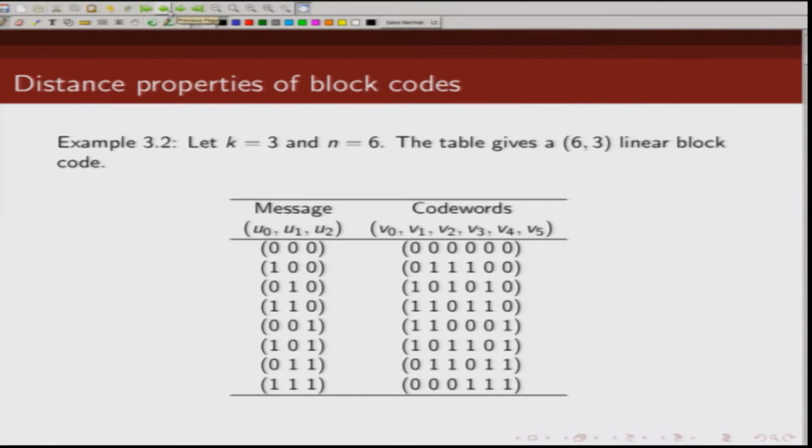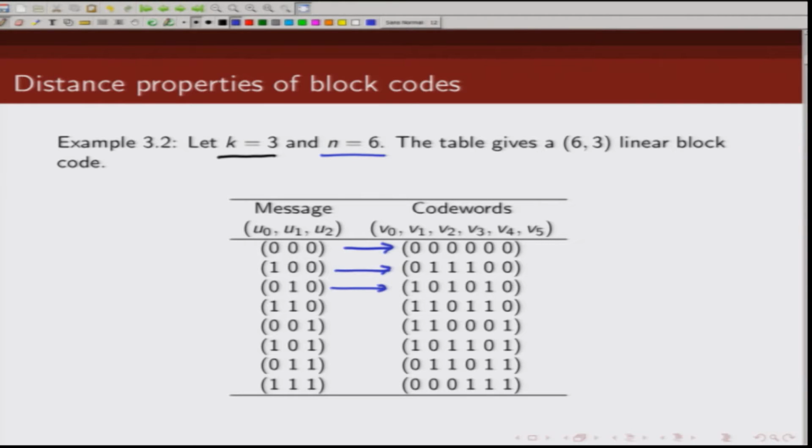So, this is one example of a linear block code where the number of information bits is 3 and the number of coded bits is 6. This is a list of 2^k code words, which is 8 code words. From 000 to 111, these are our 2^k message bits, and corresponding to each of these message bits, these are the corresponding code words.